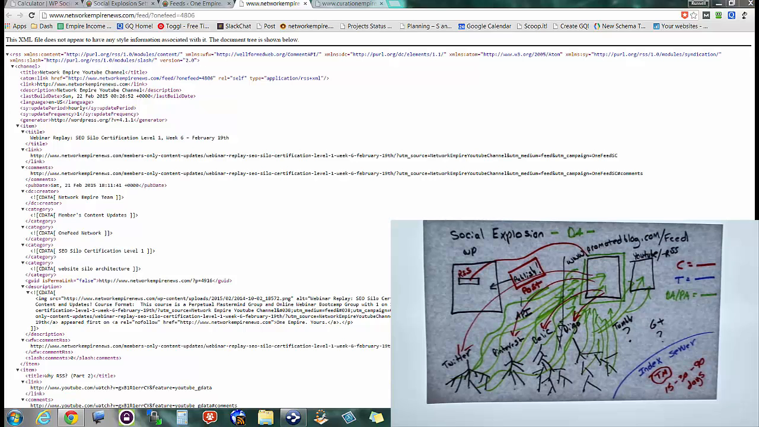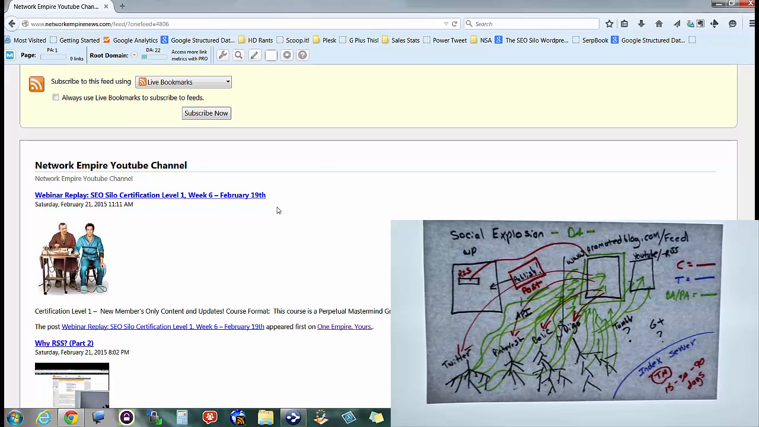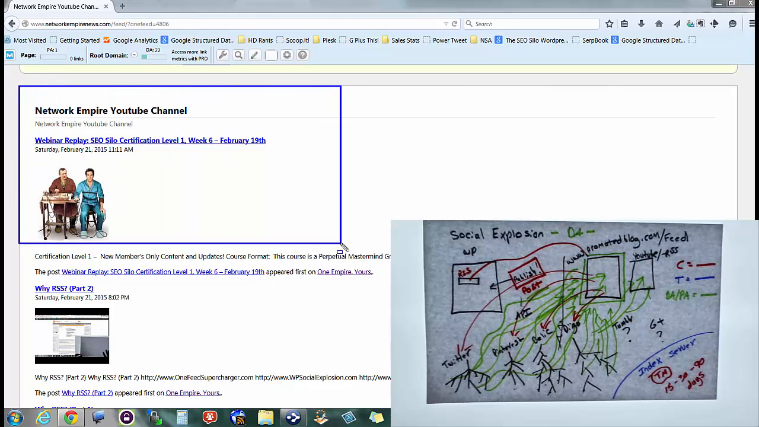And the reason for that is when you submit it to the directories or Social Explosion or anything, it doesn't even really matter. Webinar replay, this is the one. That's actually an incredibly handy function because one of the biggest pain in the butts of feeds is that they were designed to churn. In other words, what normally would happen is this would be gone, and as soon as another blog is posted on Network Empire News, then this would be gone, this would move down, and then the next one would be here.